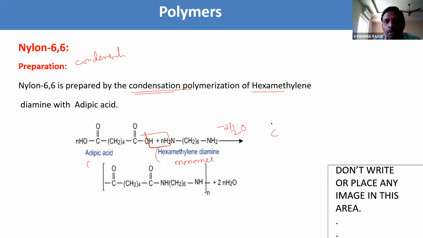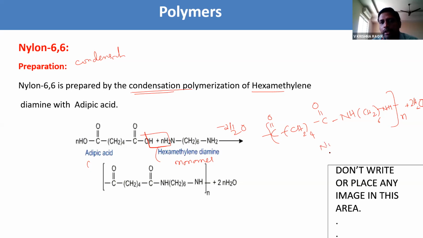That is C double bond O, CH2 taken 4 times, and C double bond O, and here NH, CH2 taken 6 times, NH. This is the polymer, indicated by n, plus 2H2O. The byproduct is H2O. This is nothing but nylon 6,6. It is prepared by condensation polymerization of hexamethylene diamine with adipic acid.